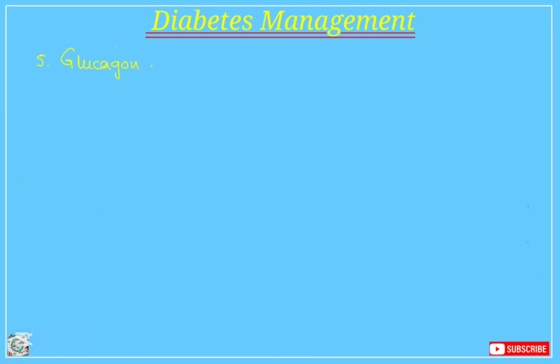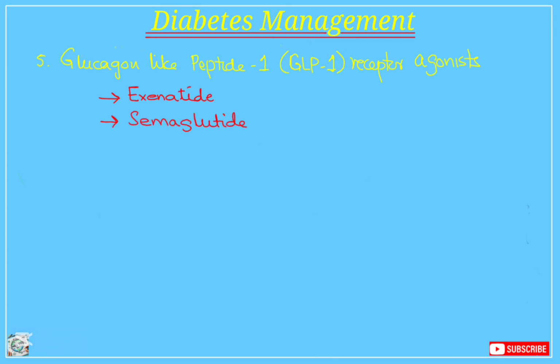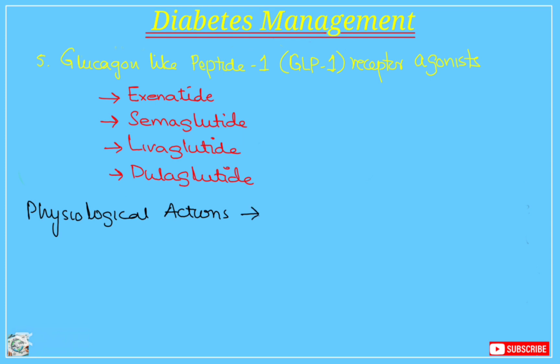The fifth class of medication is glucagon-like peptide 1 receptor agonists, also known as GLP-1 agonists. This class includes exenatide, semaglutide, liraglutide, and dulaglutide. The GLP-1 agonists work by mimicking the body's natural incretin GLP-1. As we have discussed earlier in the mechanism of action of the DPP4 inhibitors, the GLP-1 incretin plays a crucial role in increasing the insulin secretion after meals, decreasing the glucagon production, and reducing the glucose production by the liver.